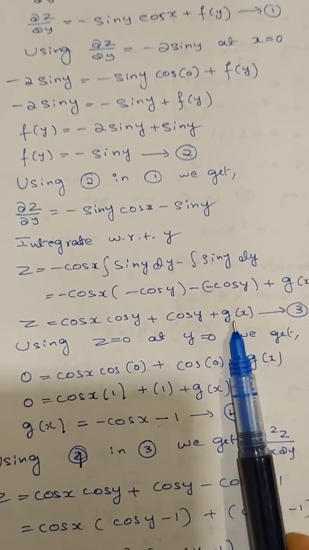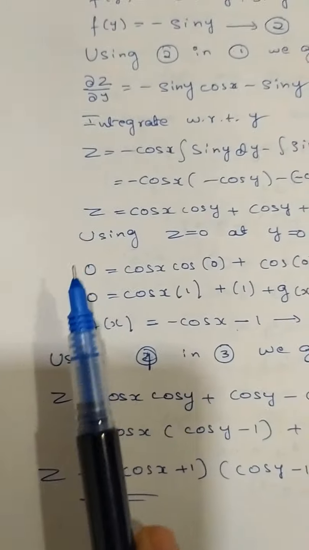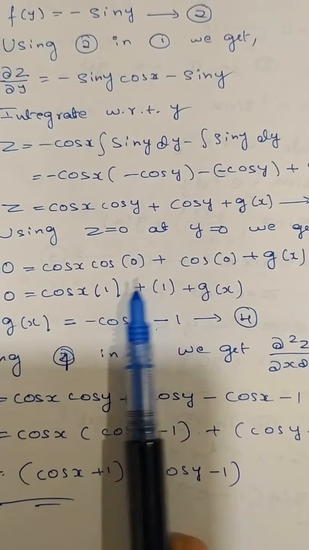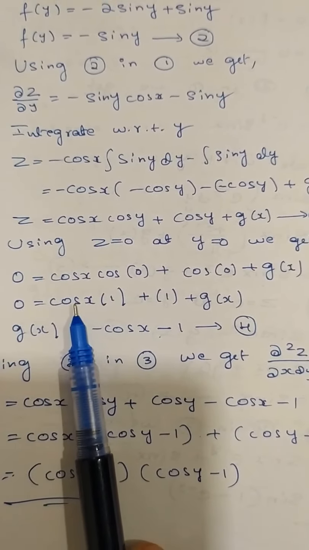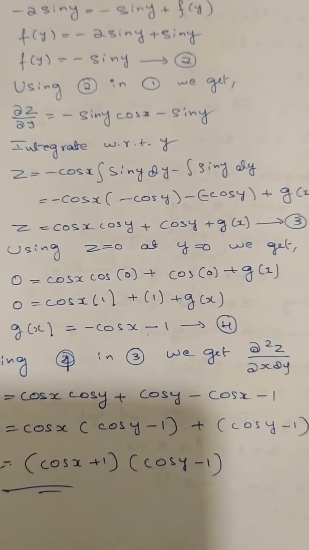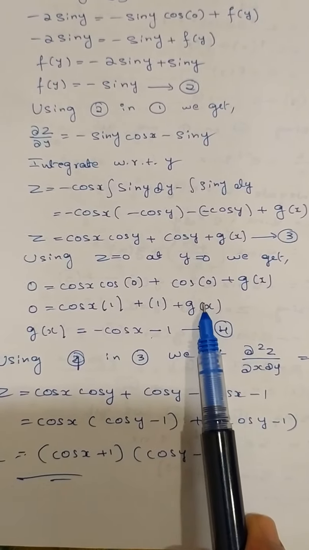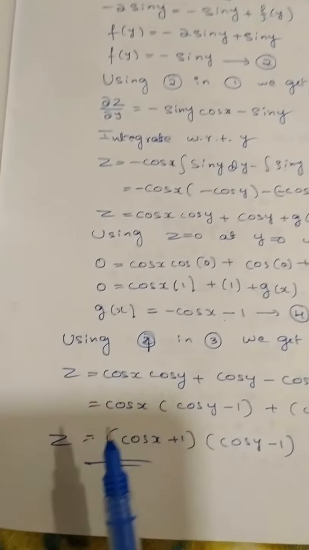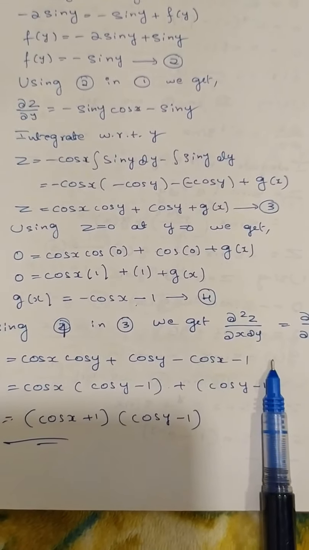Now we have to find g of x using the second condition: z is equal to 0 at y is equal to 0. Okay, now use the second condition. z is 0, and put y is equal to 0 in all the terms. Then cos 0 is 1, so 0 is equal to cos x into 1 plus g of x. Therefore g of x is minus cos x minus 1. Then substitute g of x in equation number 3. Then finally we get z is equal to cos x cos y plus cos y minus cos x minus 1.